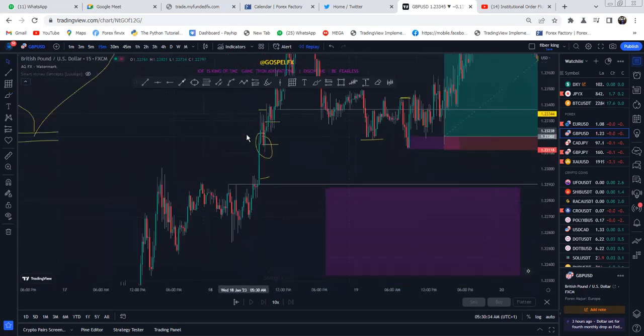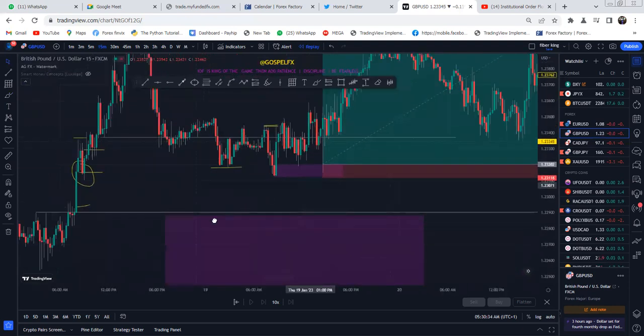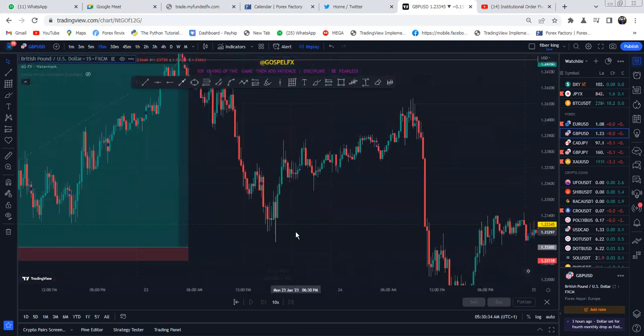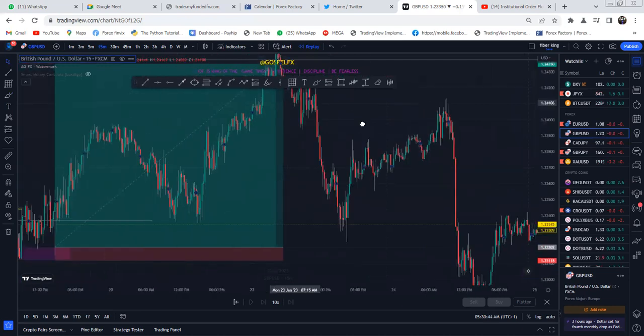So that is simply it, guys. It's not to be complicated. Price will seek liquidity always. Price is going for buy side liquidity to the sell side liquidity.